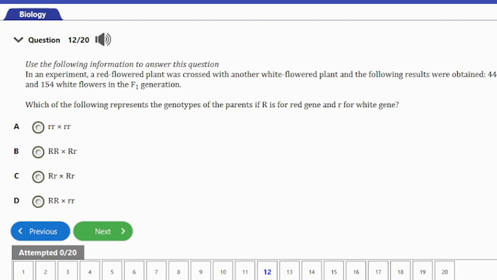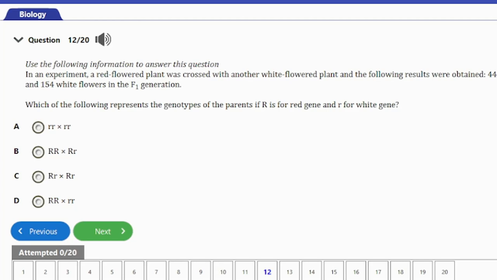So guys, one thing we need to consider is the ratio. If you check this out, you will notice that the ratio between the red flowers and the white flowers produced is 3:1, because when you divide 448 by 154, you get 2.9, which is approximately 3. So it means that the ratio between the 448 red flowers and 154 white flowers is actually 3:1.